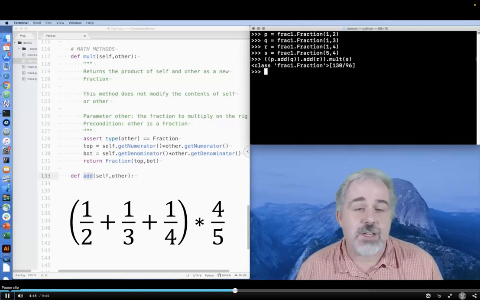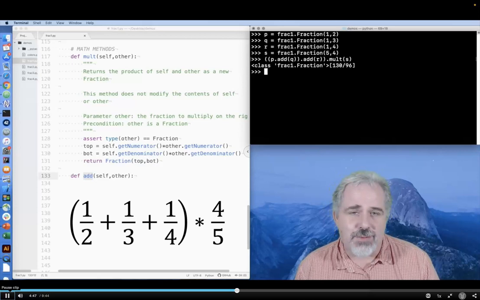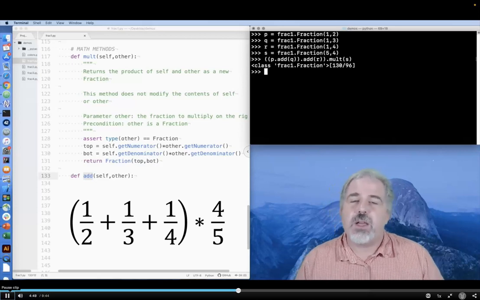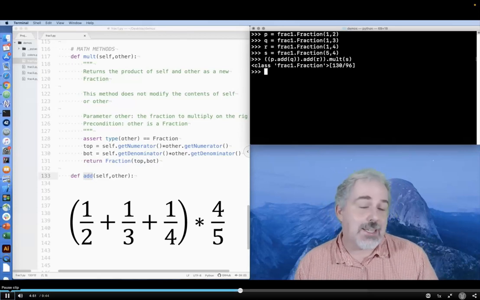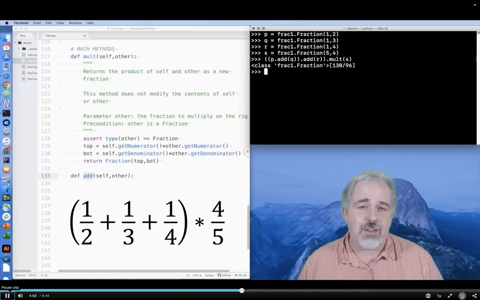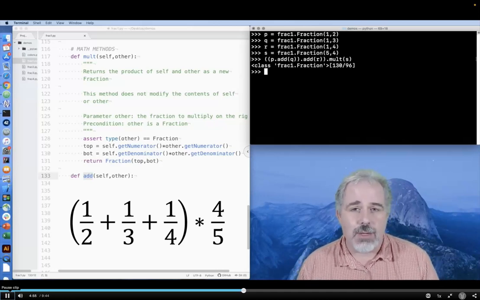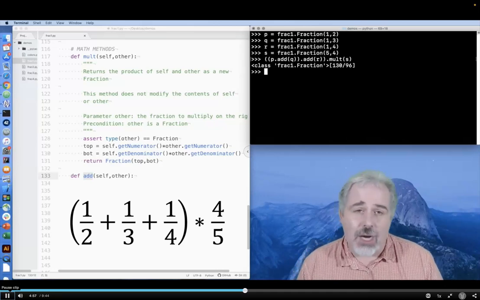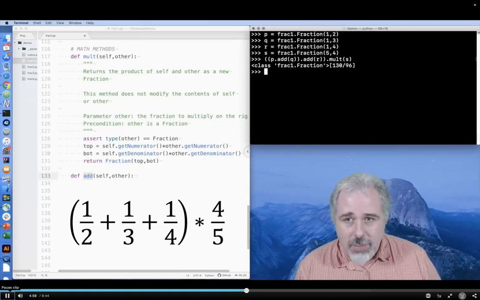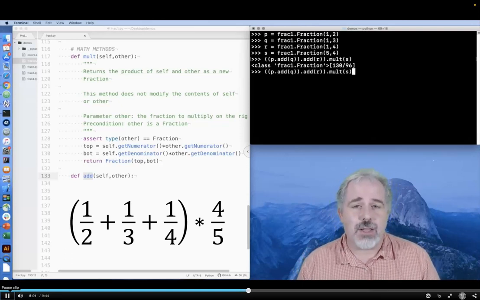And indeed, that's the correct answer. You'll notice that it's not simplified. It's not in the simplest form. That's because, just to keep my class nice and simple for now, we're not going to add any of those features to either add or multiply. So this is correct, and that's not actually what the problem is. The problem is that expression right there.